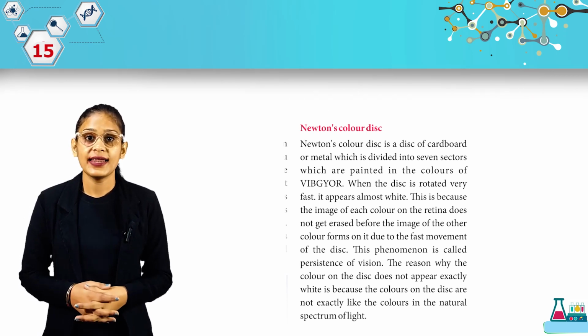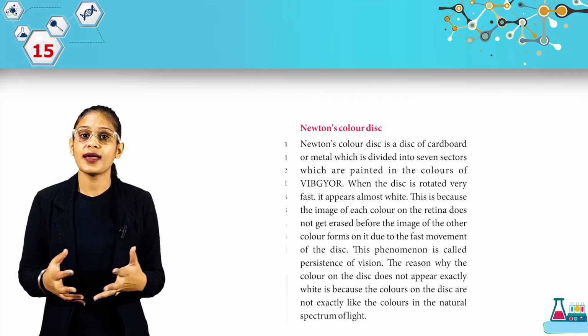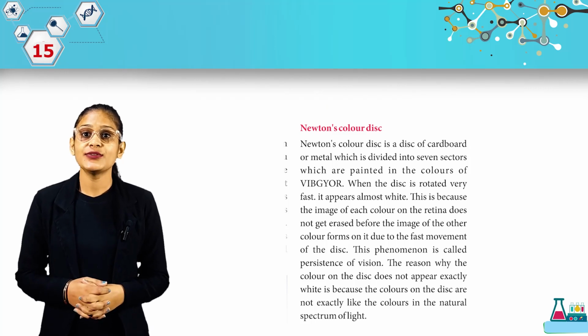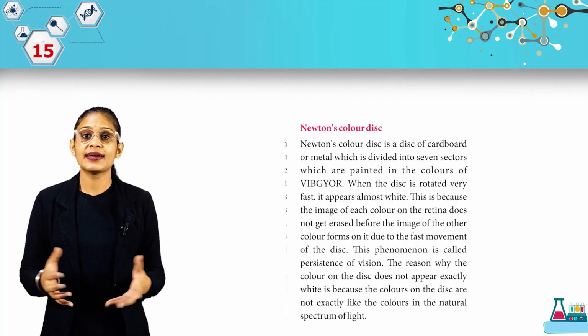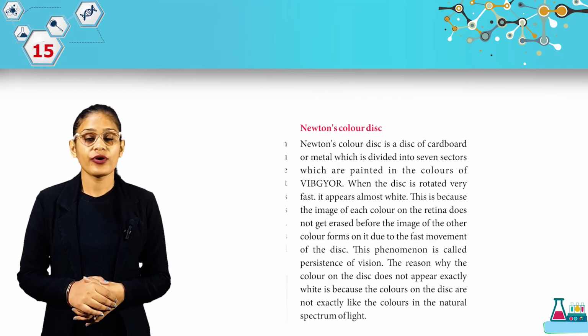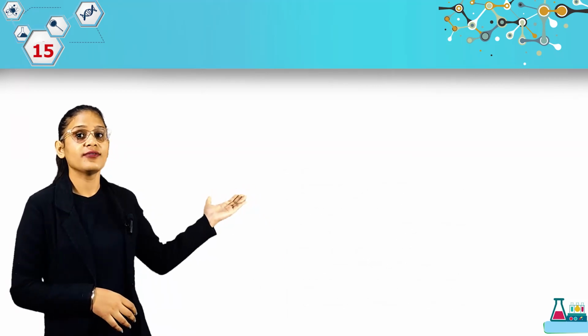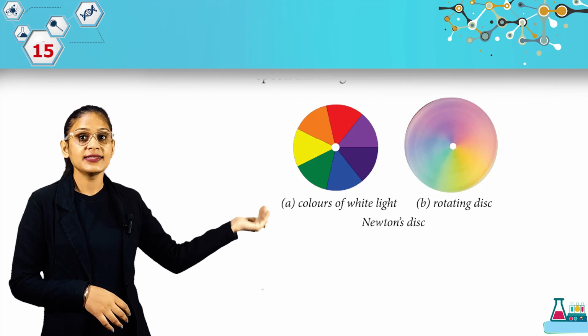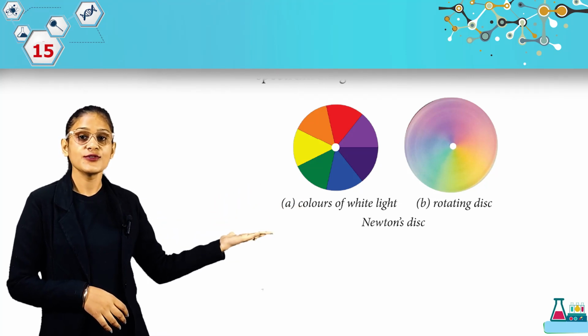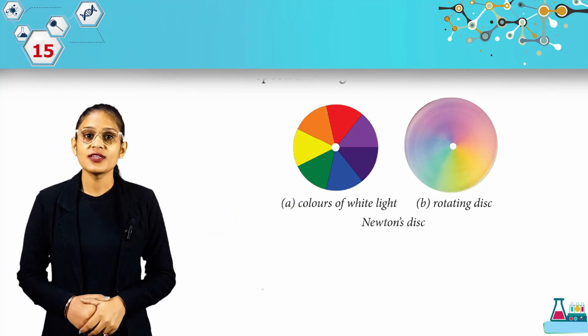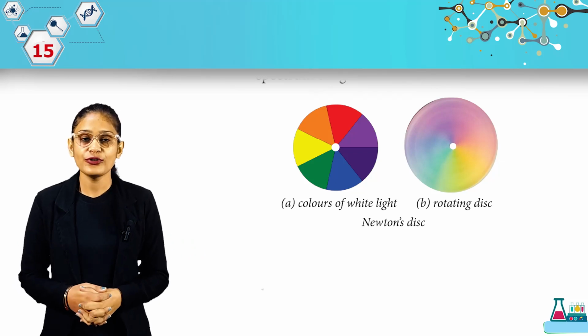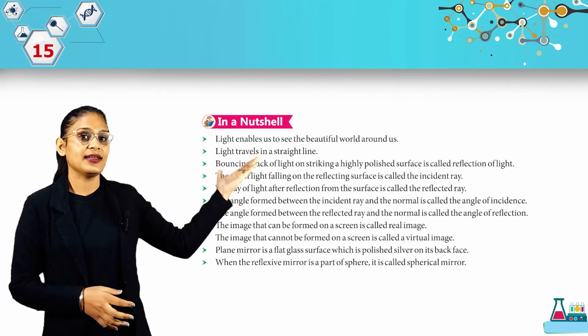The reason why the color on the disk does not appear exactly white is because the colors on the disk are not exactly like the colors in the natural spectrum of light. Now students, look here, we have colors of white light, rotating disk. This is Newton's disk. Now students, what we learned in this chapter, we are going to discuss in a nutshell here.